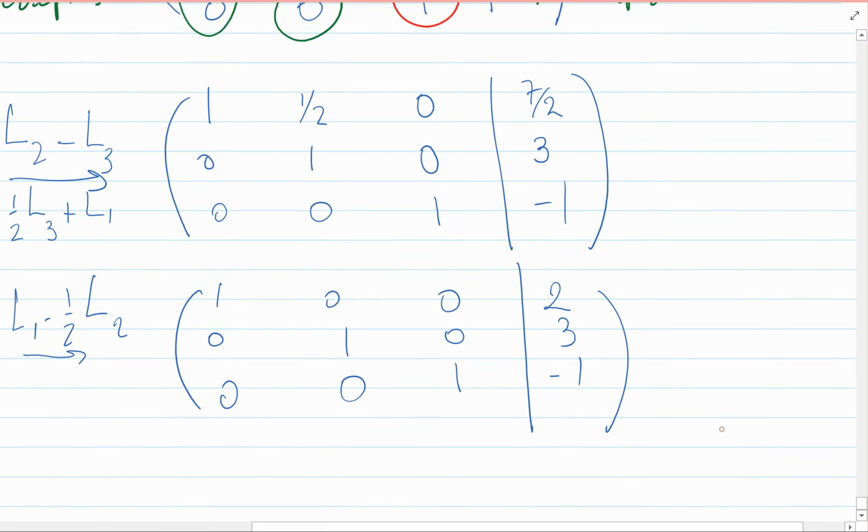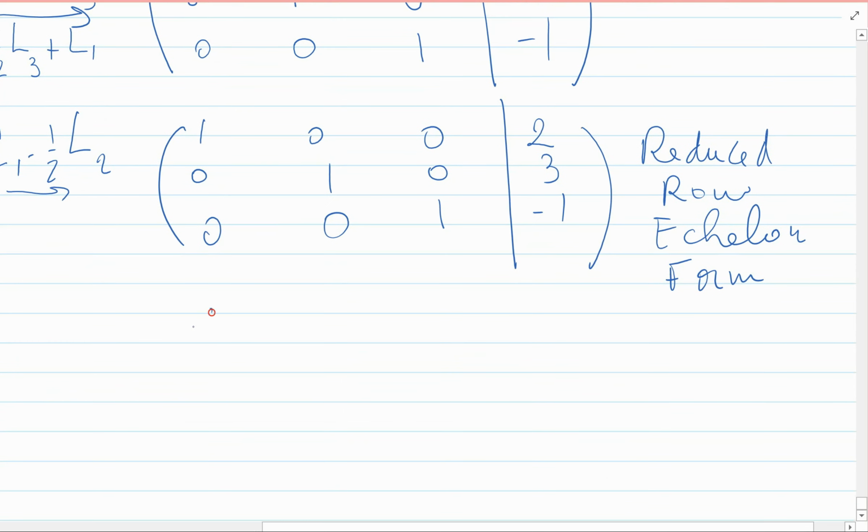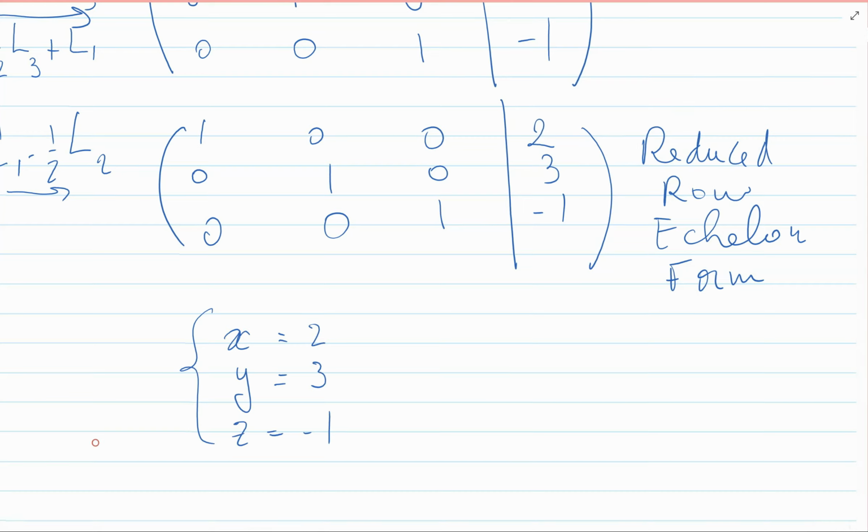Okay, so look at now this one. This is known as the reduced row echelon form. It's better than the row echelon form. Why? Because this one gives you, so what's the system now? Look at the system now. Okay, x equals 2, y equals 3, and z equals minus 1. So it gives you the solution. The other one, you have to do a back substitution to be able to do that.